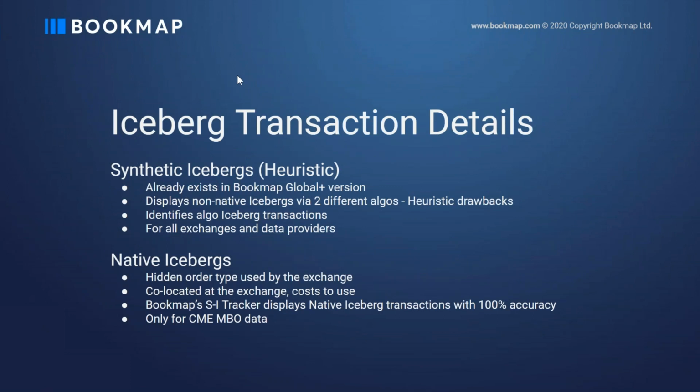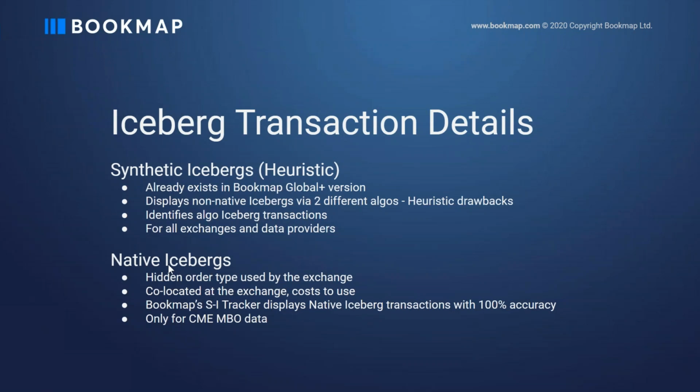All right. There are some details about the icebergs. I might just breeze through this, but I do want to mention there are two different types of iceberg transactions. In Bookmap Global Plus, before this Stop Iceberg tracker, we already have two other types of algos that can detect iceberg orders. However, these are synthetic or heuristic. Okay, so it's identifying the algos that are using iceberg orders. These aren't the native iceberg orders held by the exchange. These work on all exchanges and from all data providers.